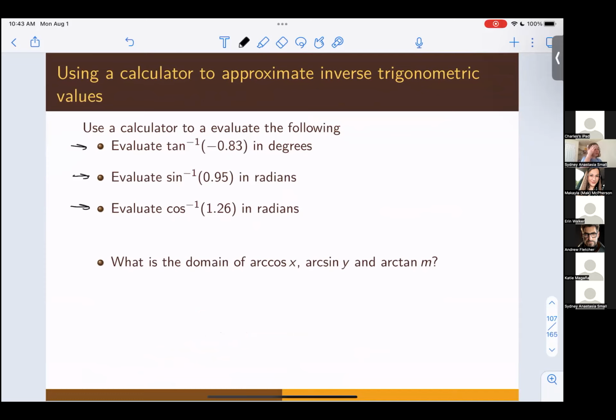So your calculators, I don't know if scientific calculators do, I believe they do, but for sure, if you have a graphing calculator, there should be a sine, cosine, and tangent inverse button. We just want to use that to evaluate tangent inverse in degrees. So putting the calculator in degree mode and evaluating tangent inverse of this, we get negative 39.69 degrees. Cool, that worked nicely. If we do the same thing, put our calculators into radian mode and evaluate sine inverse, it gives us 1.25 radians.